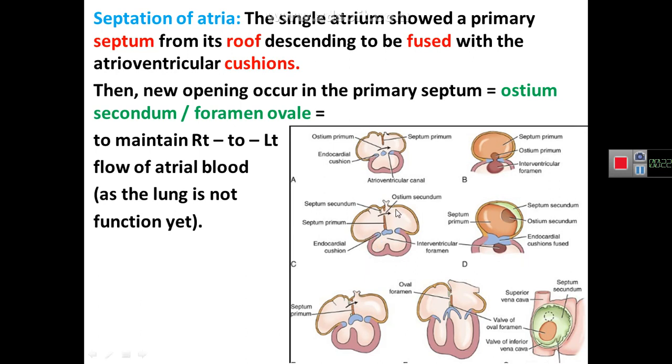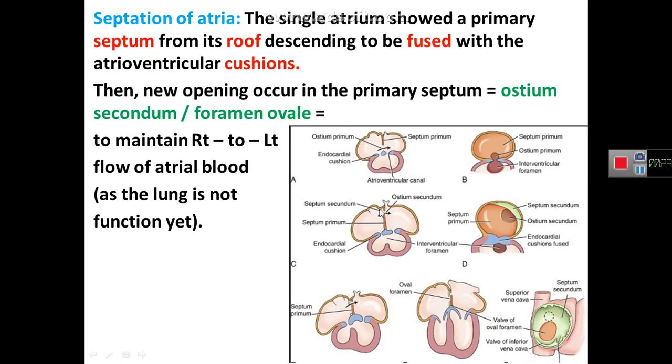You can see here that the primary septum fuses with the atrioventricular cushion, and before fusion, a new opening, which is ostium secundum, develops. However, the postnatal heart must not contain such an ostium secundum between the right and left atrium. After birth, this secondary ostium or secondary opening also must be closed in order to separate the atria completely after birth.